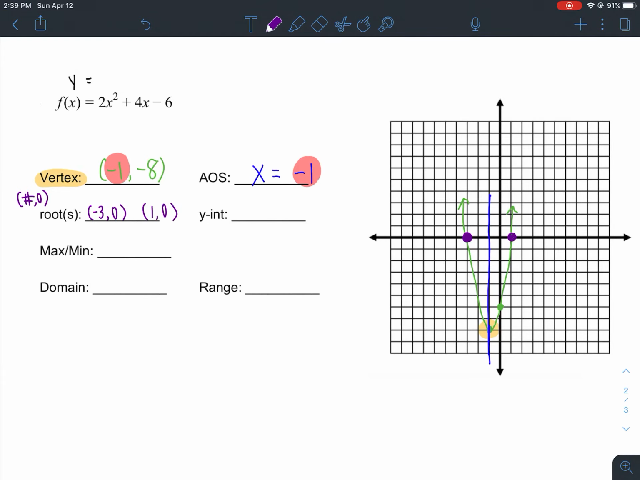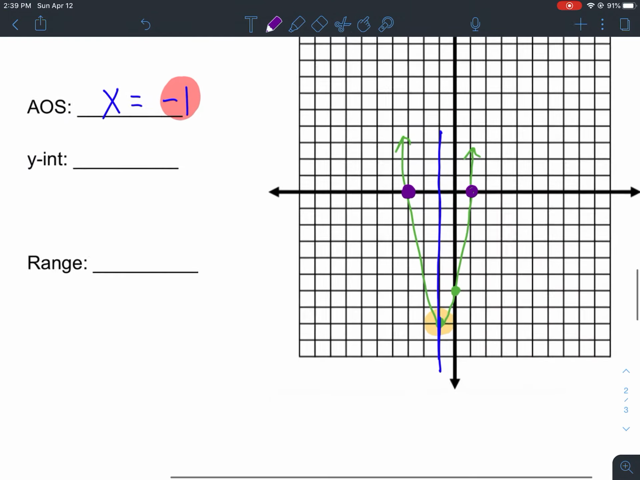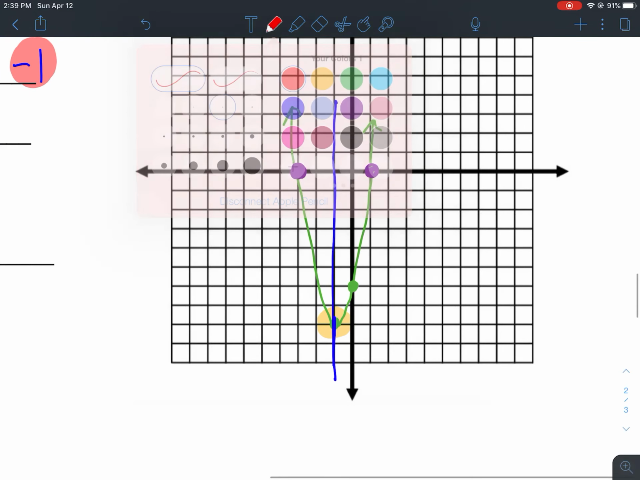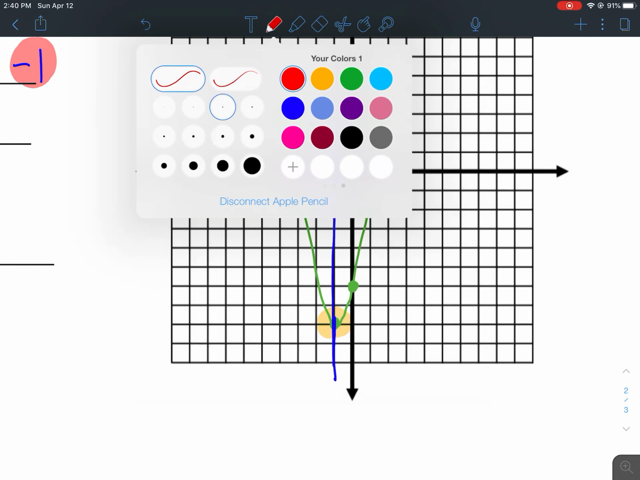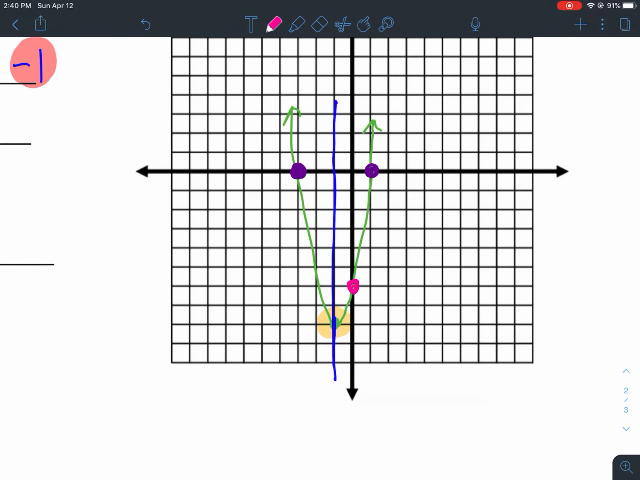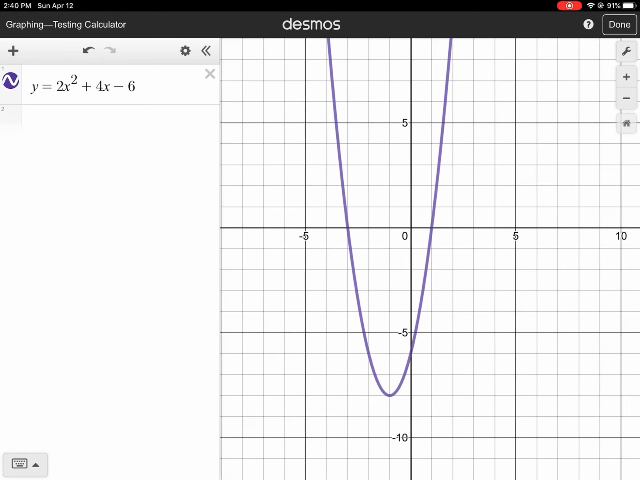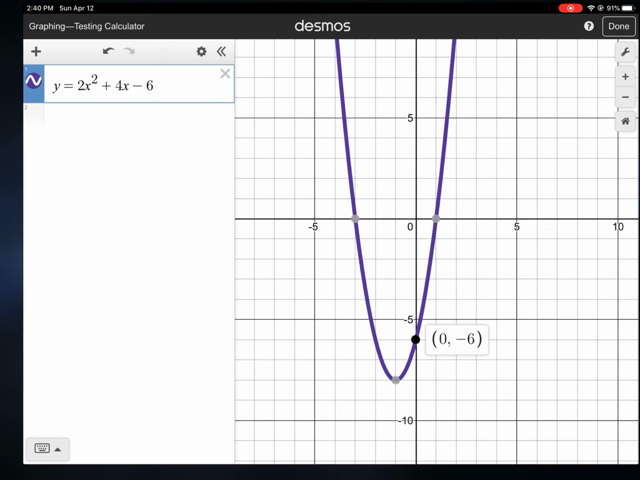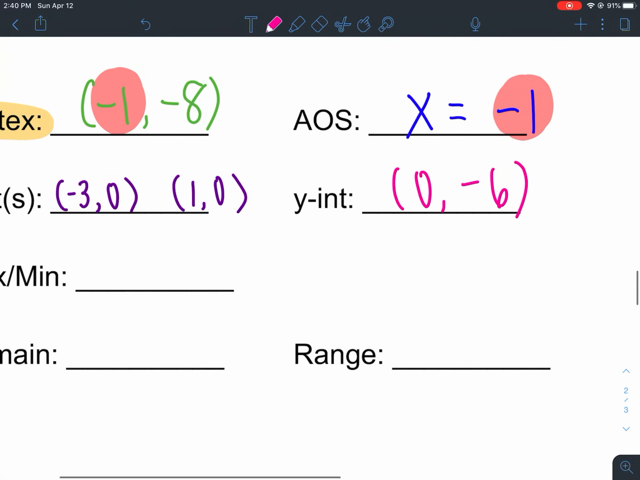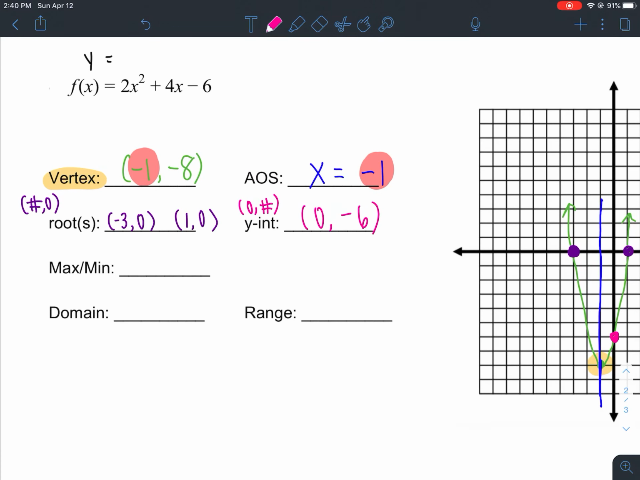The next thing it wants us to identify is the y-intercept. Well, that's going to be wherever your graph crosses the y-axis. Okay, well, it crosses the y-axis at this point, and that point is going to be 0, -6. Okay, and if you want to double check, see how on the y-axis it hits at -6. Remember, a y-intercept is 0, comma number. So make sure you write those ordered pairs correctly.